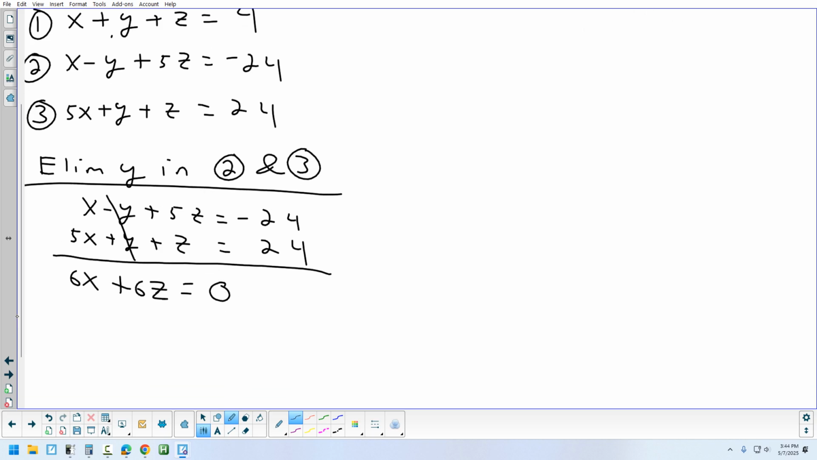And you can make that a little simpler by dividing everything by? 0. No, can never divide by 0. Oh, 6. Divide everything by 6.